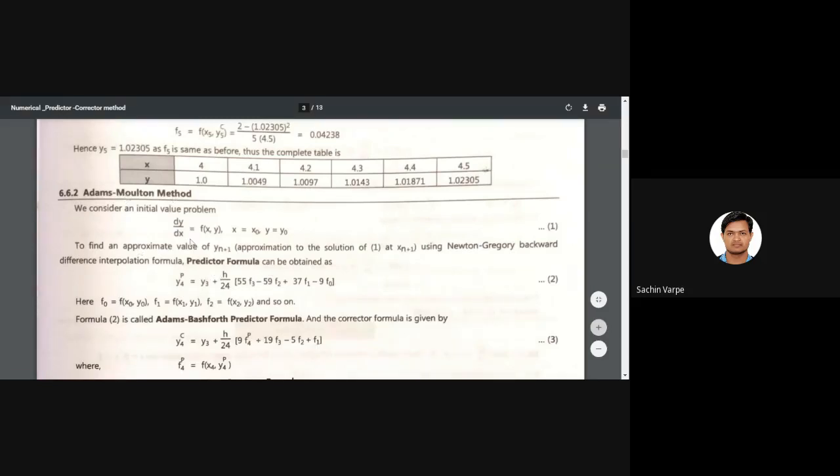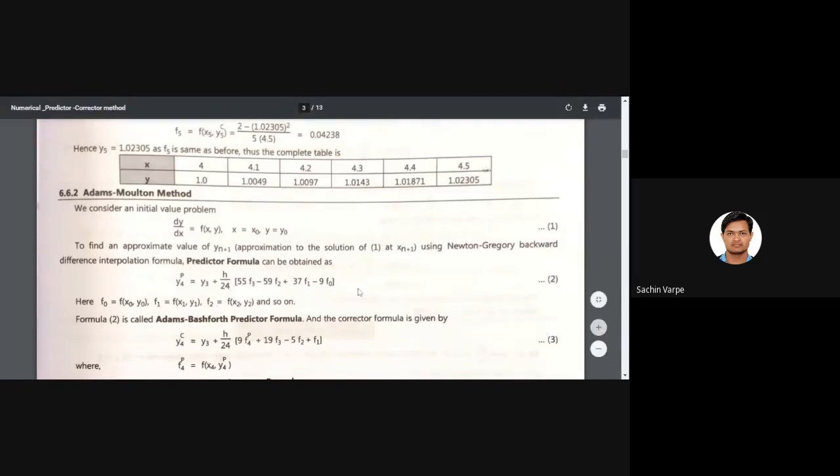The Adams-Moulton method says the formula for the predicted value of y, that is y4p, is equal to y3 plus h by 24 times (55 f3 minus 59 f2 plus 37 f1 minus 9 f0). So this is the Adams-Moulton predictor formula. With the initial conditions, of course, x0, x1, x2, x3 and corresponding y0, y1, y2, y3, we are given.